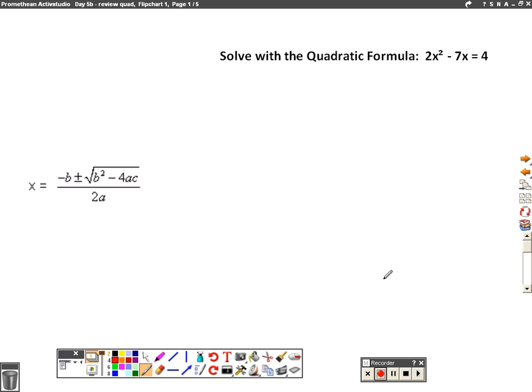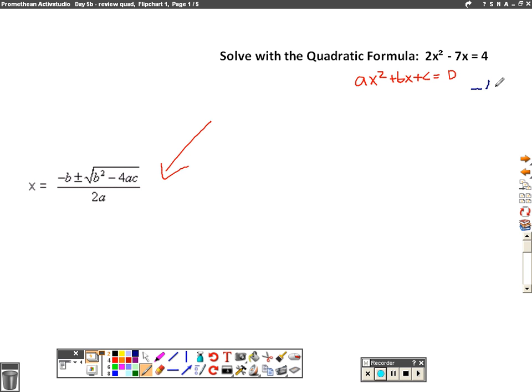Okay, so we want to solve the equation 2x squared minus 7x equals 4 with the quadratic formula. And the first thing we want to do is make sure our equation is in standard form. Remember, standard form is ax squared plus bx plus c equals 0. And we can see that our equation is not in standard form because it equals 4.